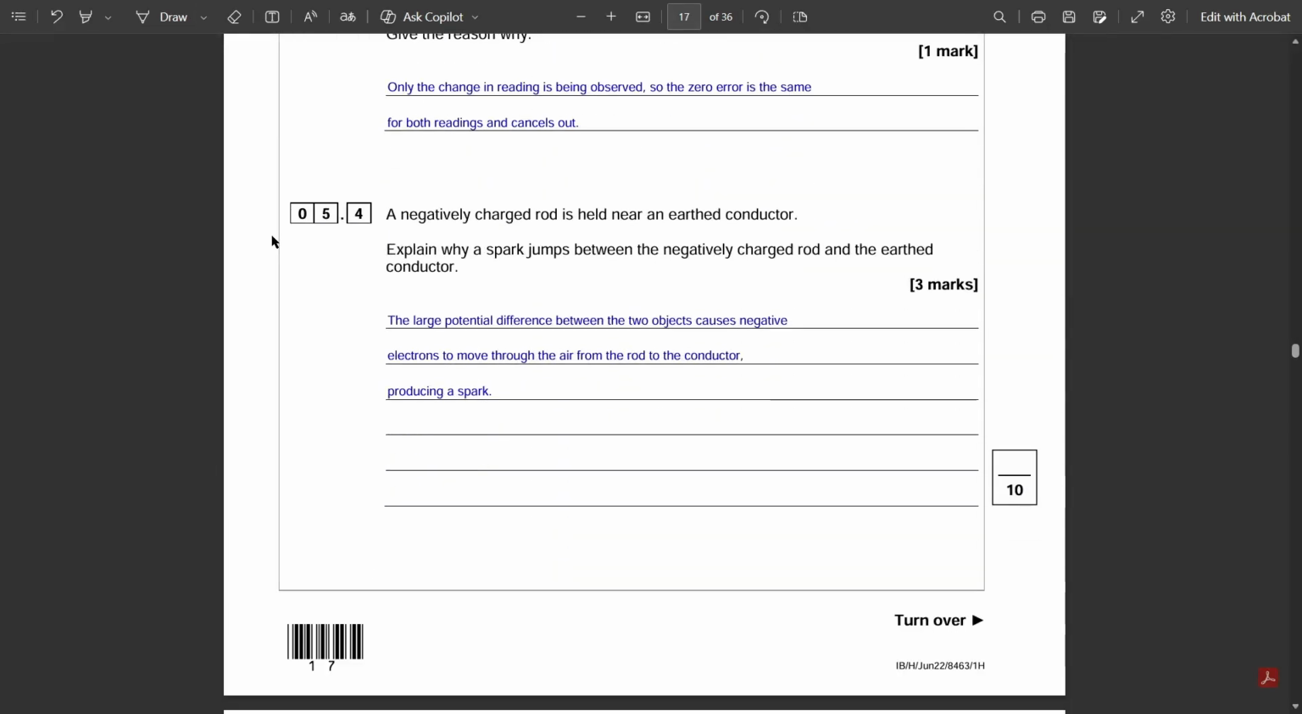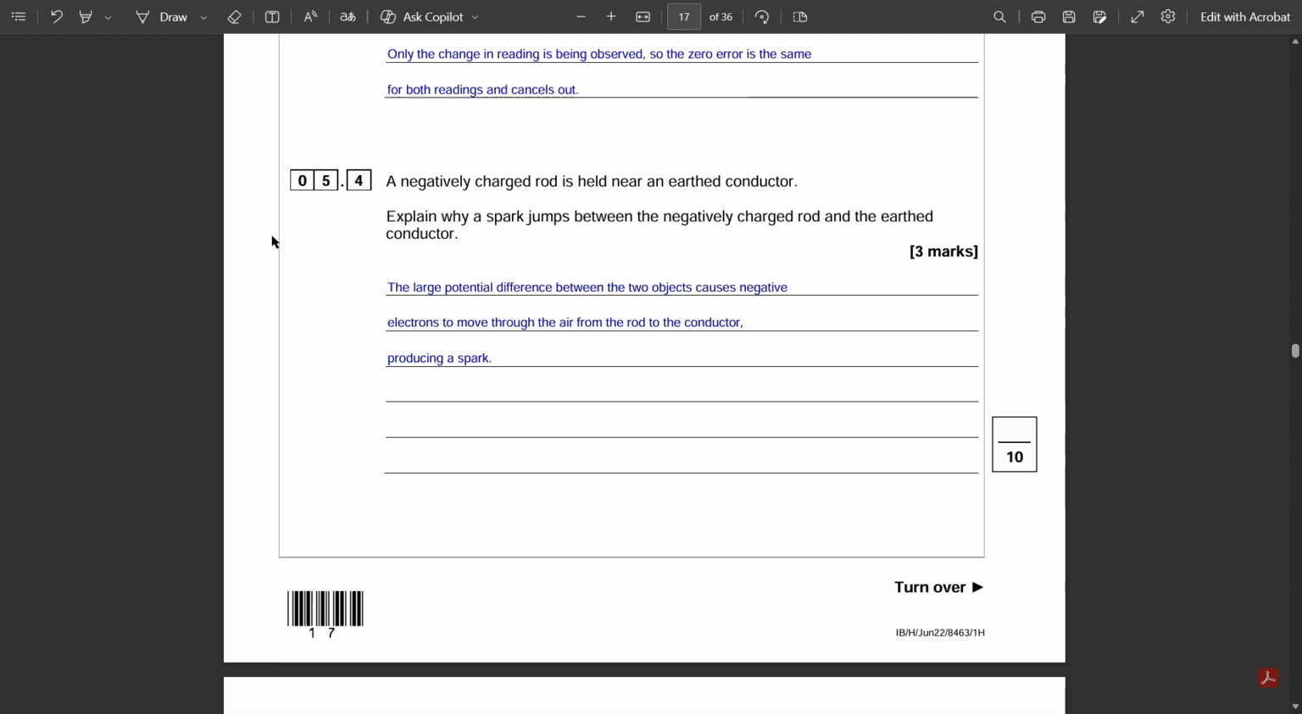And then we're told a negatively charged rod is held near an earthed conductor. Explain why a spark jumps between the negatively charged rod and the earthed conductor. Well, the large potential difference between the two objects causes negative electrons to move through the air from the rod to the conductor, producing a spark of electricity.